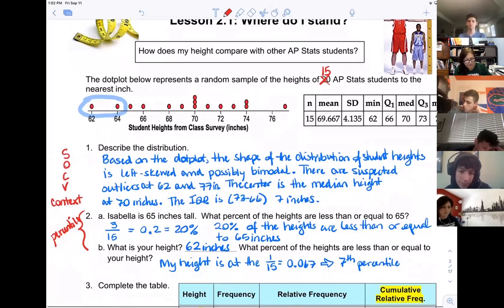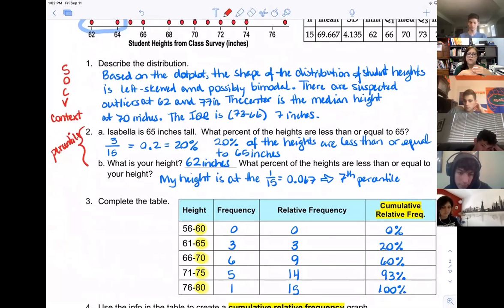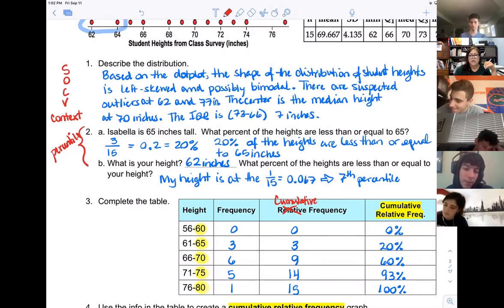Now, when it came to the table, this is what your table should look like. So your frequency is whatever it is. How many dots do you have over each of those different values? Then when it comes to relative frequency, this is not actually relative frequency. This is cumulative. So let me just make that correction right here. This is cumulative frequency because we're accumulating it.